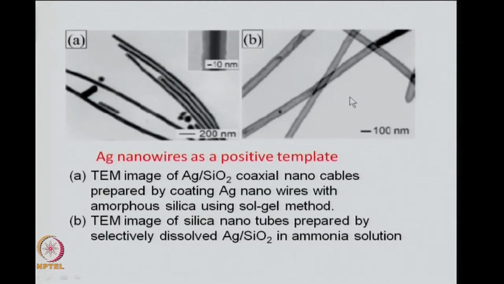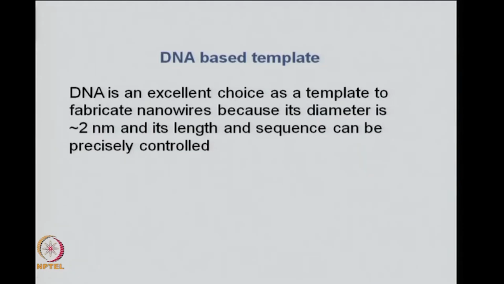So, length can be long and diameter much shorter, and normally for most applications you need very long wires which are thin. So, you need high aspect ratio, large length and small diameter is what is preferred. High aspect ratios are preferred for most of the applications. So, this is an example of using a positive template method to obtain silica nanotubes using silver nanowires as the positive template. Now, you can also use DNA as a template.